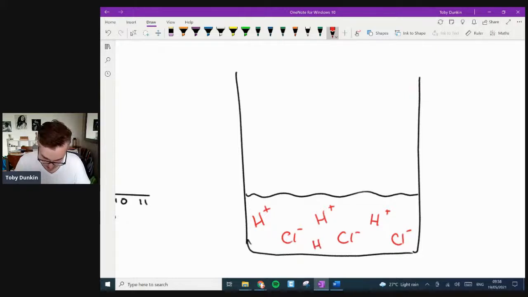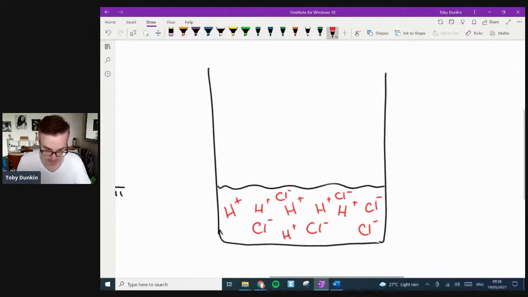Let's add some more. Let's do 6 in total. I think 6 is a good number for this particular picture. And then Cl minuses. I like it. We need 6 Cl minuses. There we go. So that's what the beaker currently looks like.